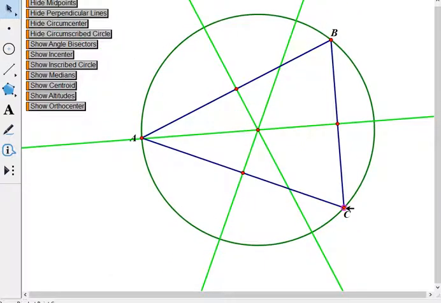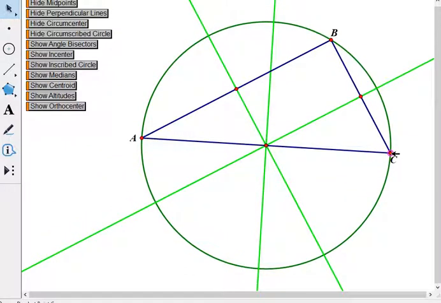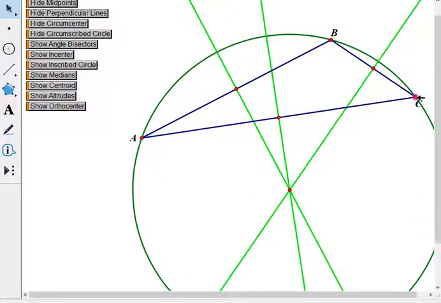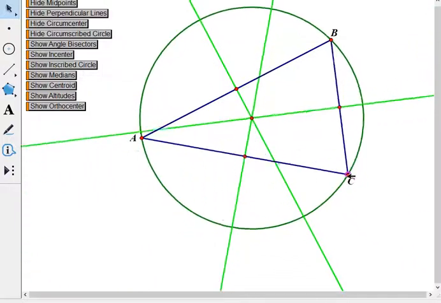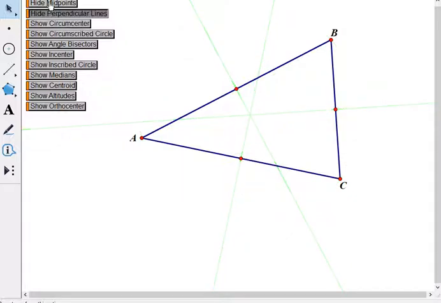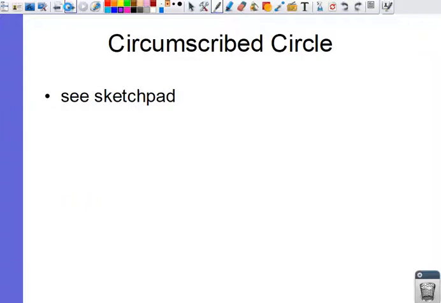Okay, so right now the triangle is acute, so the circumcenter is inside the triangle. But if I make B a right angle, the circumcenter goes to the midpoint of the hypotenuse. And then if I make B an obtuse angle, the circle gets really big, and the circumcenter is out here, outside of the triangle. Okay, so that's a little different. All right, so that's center number one.